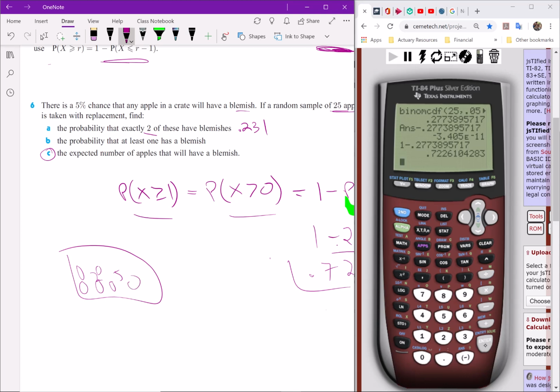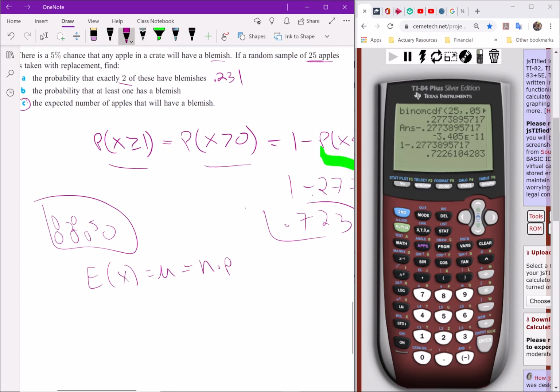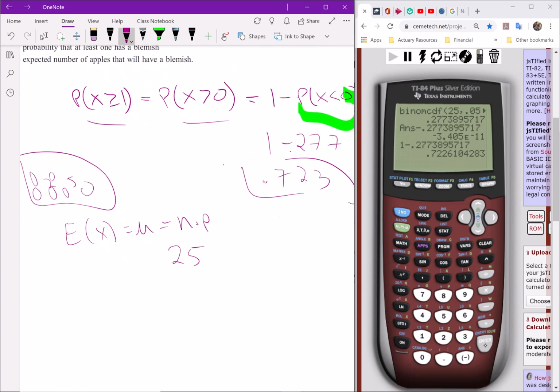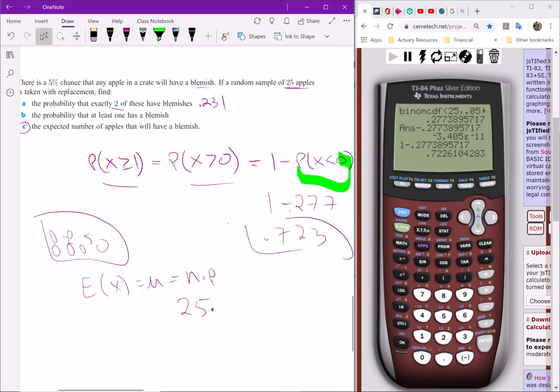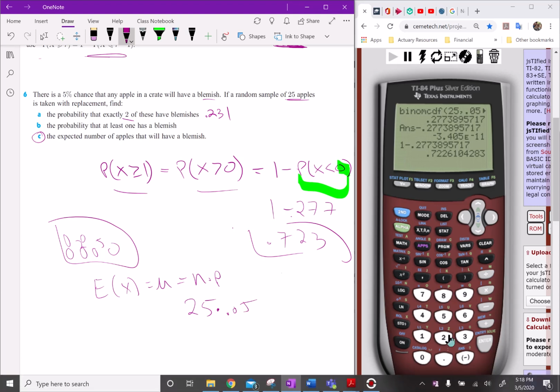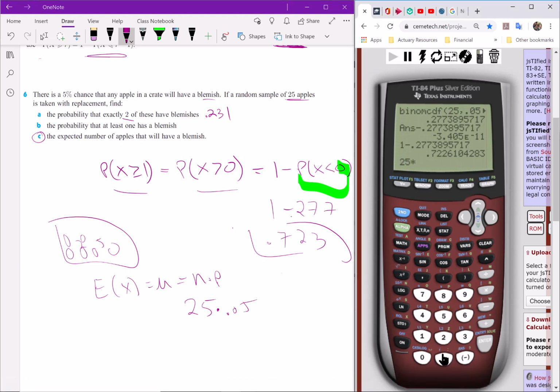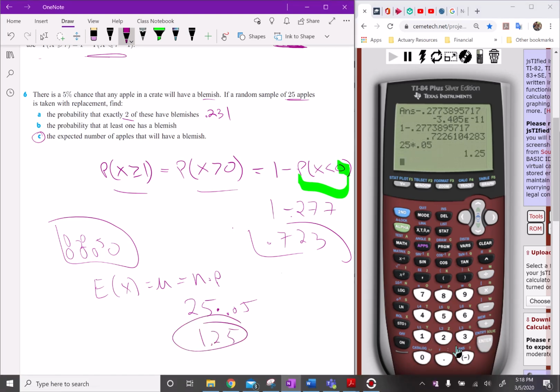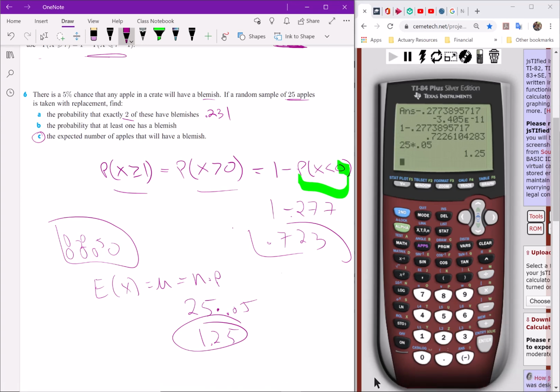For a binomial distribution, the expected value, which is the same as the population mean, is just equal to n times p. N is the number of trials, or the number of things, which in this case is 25, times the probability, which is 0.05. So 25 times 0.05 gives us 1.25. So we'd expect a little over 1 apple every single time we did this.